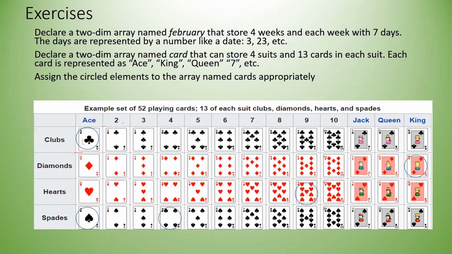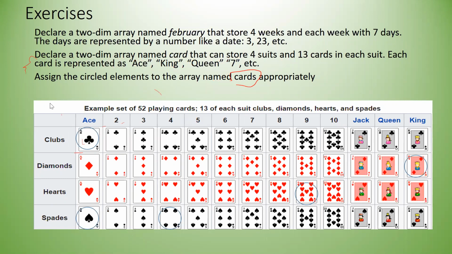I'm asking you to do exercises, right? Okay. So suppose you represent this with a two-dimensional array and it's named the card. You can look at that. Declare a two-dimensional array named the card. Let's do this exercise, everybody. Declare a two-dimensional array named the card that can store 4 suits and 13 cards. How do you do that?